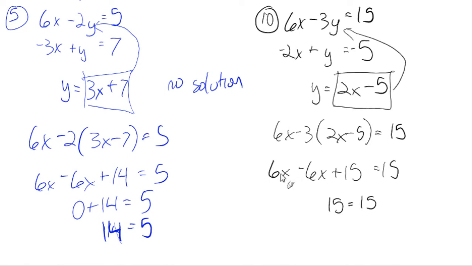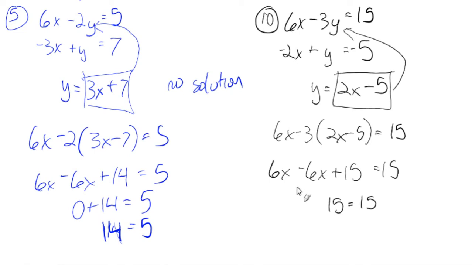and you just can't foul it up. If you put in 17 or you put in negative 1,000, it's always going to be true. The equation will always work out. 15 always equals 15. So any x value will work. If any x value will work, that means that there are an infinite number of x values that work, and by extension, there's an infinite number of y values that work.